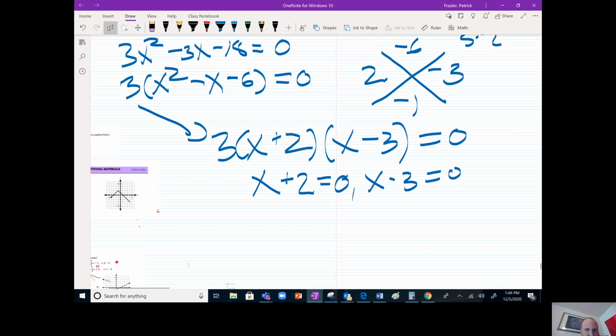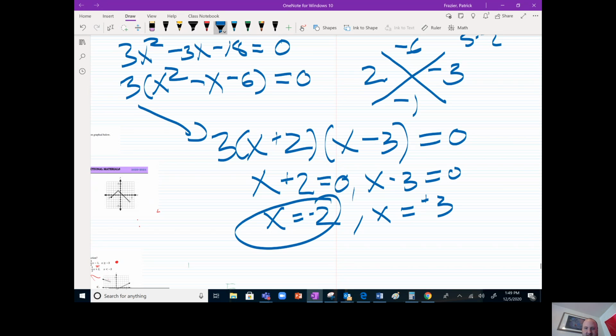And, well, in that event, x plus 2, well, we subtract 2 on both sides, so we have x equal to negative 2, and then we have x minus 3, so we add 3 on both sides, so we have x equal to positive 3. So the two answers are negative 2 and positive 3, which technically you don't really put the positive sign there, but you can. Nothing wrong with that. So those would be our two answers.